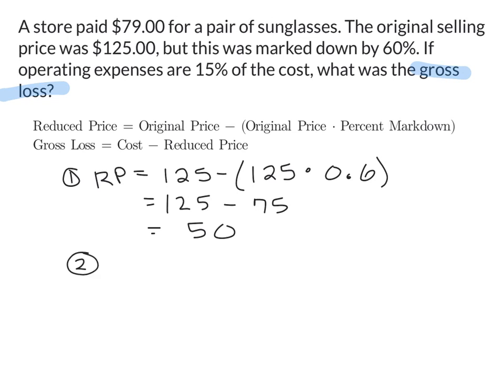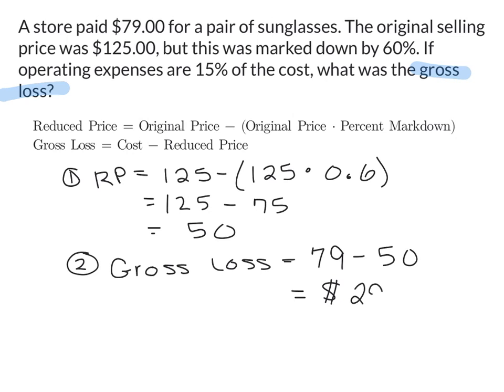Now we're going to take that value and substitute into the formula for gross loss. All we're going to do is subtract the reduced price from the cost. So gross loss equals the cost, which is $79, minus the reduced price, or the reduced selling price, which is $50. So $79 minus $50 is $29. So that means that this company has a gross loss of $29. And that is our final answer to this problem.